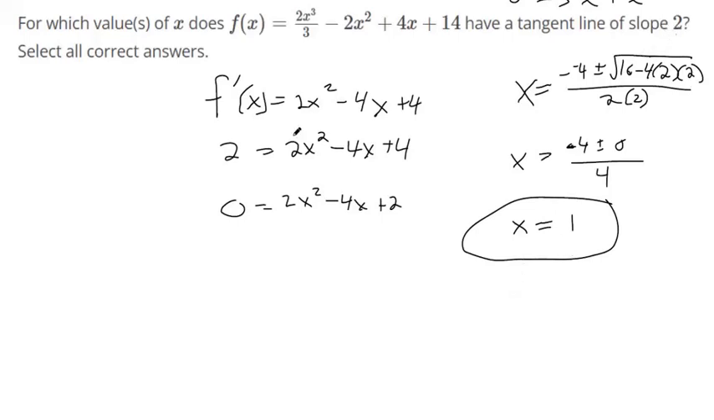And you could check that. If you plug 1 into this derivative, 2 times 1 squared is 2. 2 minus 4 is negative 2. Negative 2 plus 4 is 2. So that checks out. So that's the only solution for this one.